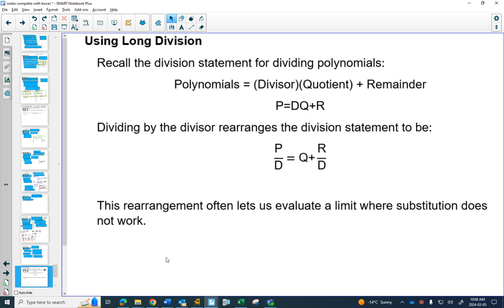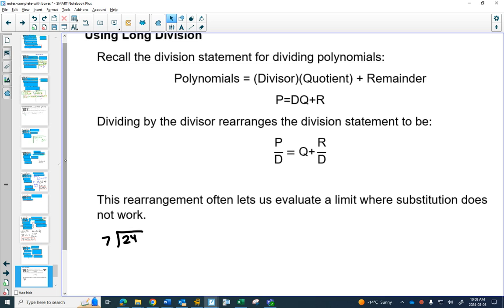If you were doing long division, say I want to divide 24 by 7. Long division would say, well, there's 3 of them, which would give me 21, which is as close as I can get to 24. And then if I subtract, I would get a remainder of 3.